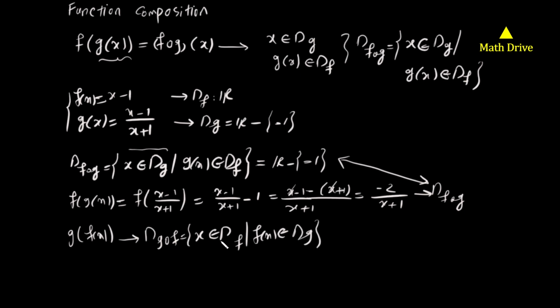The domain of f is the set of real numbers, so there is no condition on that. But we know that f(x) belongs to the domain of g. The domain of g is everything, all the numbers, except -1. So f(x) cannot be -1, meaning x minus 1 cannot be -1, meaning x cannot be 0. So basically the domain of g∘f is going to be all the numbers except 0.